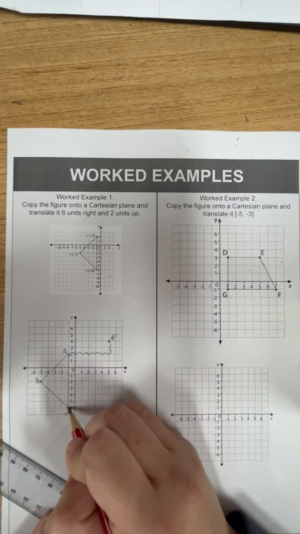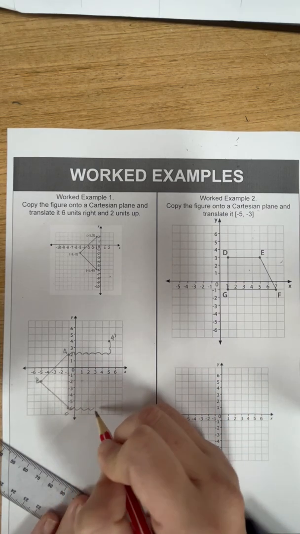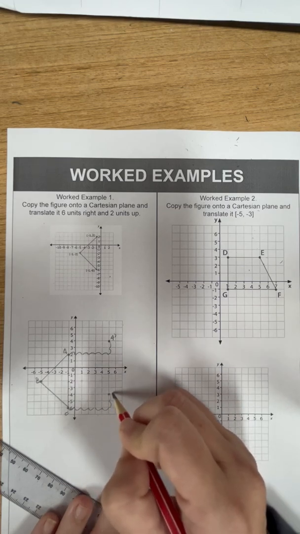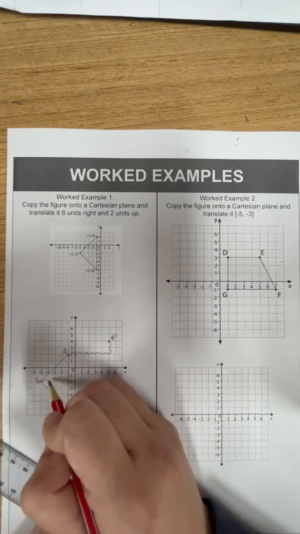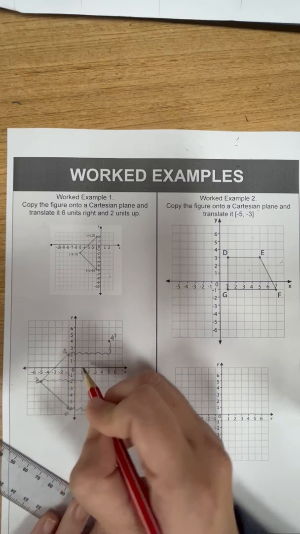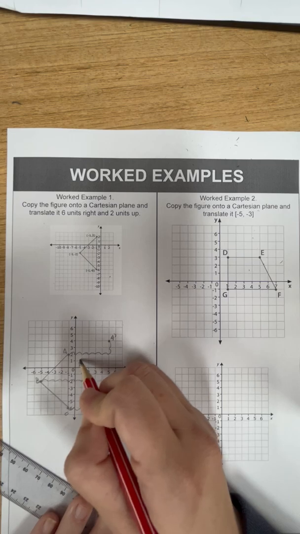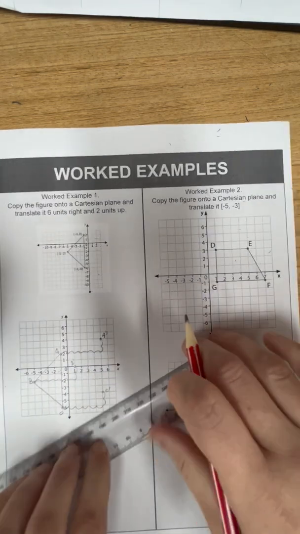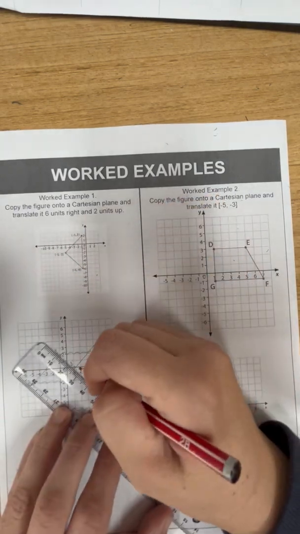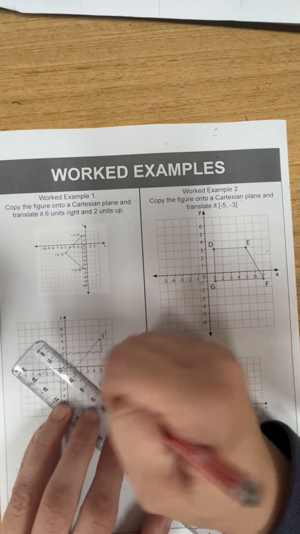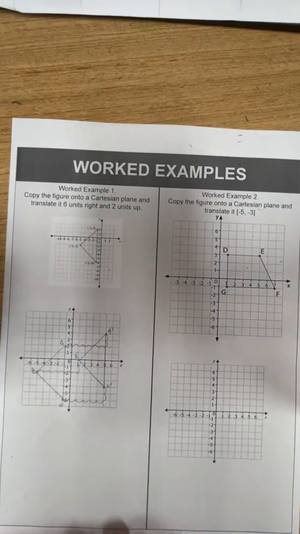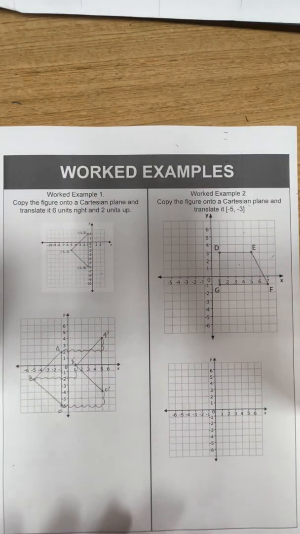I'm then going to go to C. So 1, 2, 3, 4, 5, 6, and 2 units up. 1, 2, that's C dash. And then B, 1, 2, 3, 4, 5, 6, and 2 units up. That's going to be B dash. We then connect the shape with our ruler. And what we notice is the triangle's the exact same size. It has just been moved within that Cartesian plane.